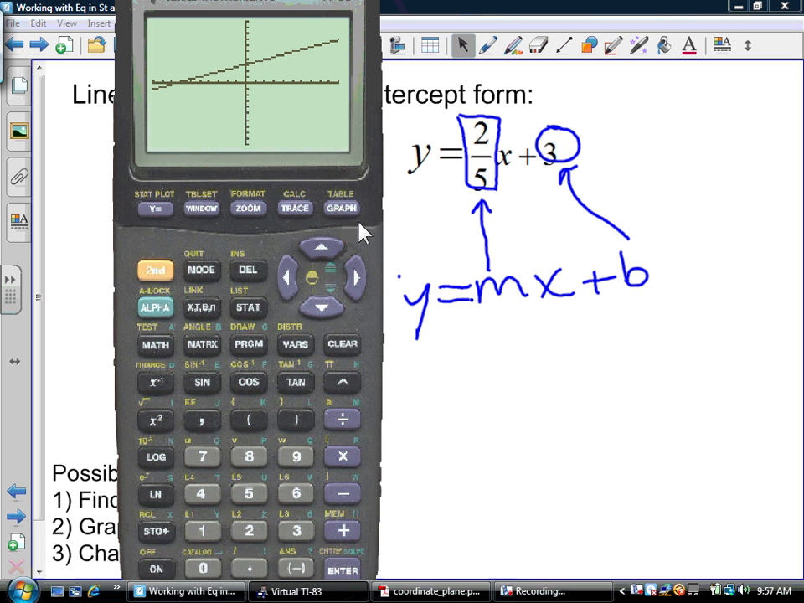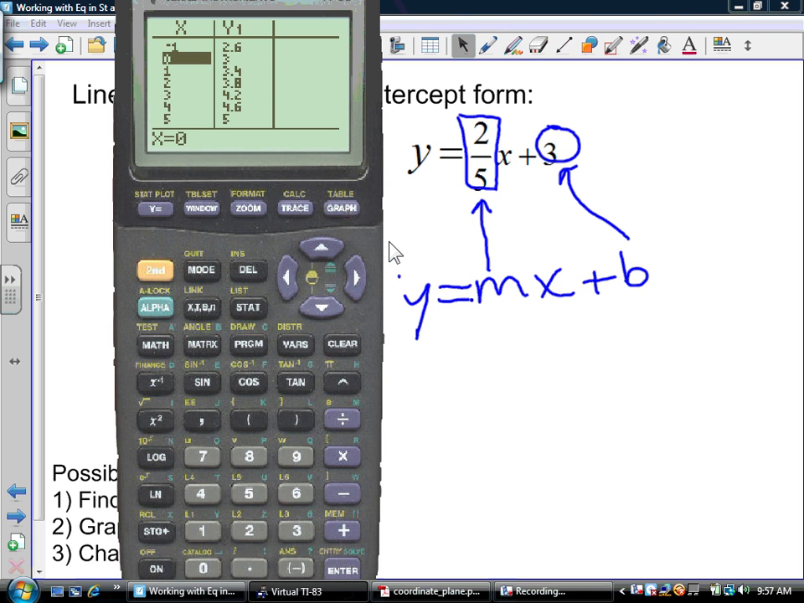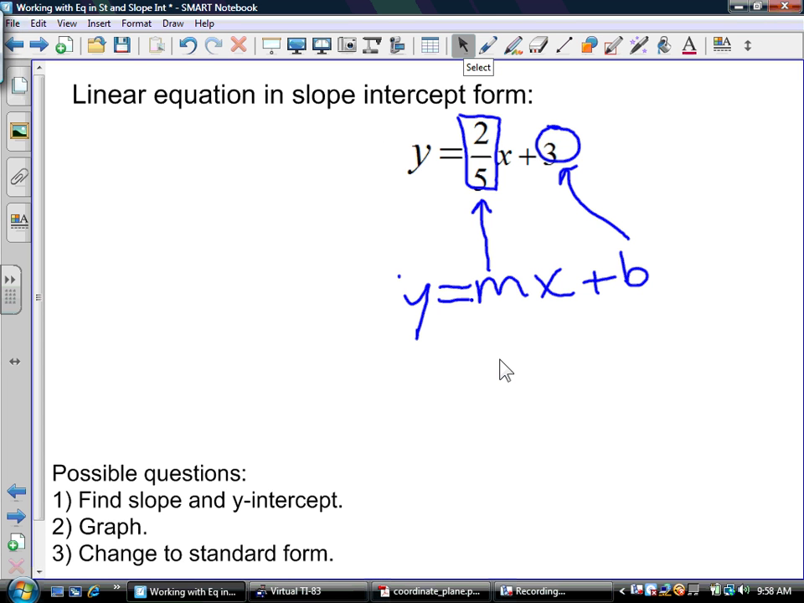Now if I didn't ask you to graph this using slope or y-intercept, what you could do is find a table of values with the calculator. If I hit second table, 0, 3 is one of the points we plotted. We plotted 0, 3, and that's the y-intercept. We also plotted 5, 5, and I believe we plotted 10, 7 on our graph. You can go back and check, make sure those are the points that we graphed. So we found the slope and y-intercept.